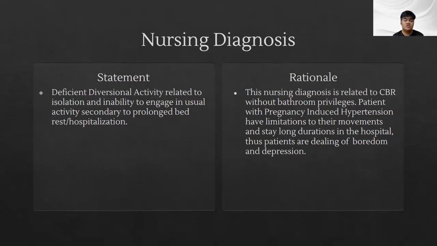So next, for the nursing diagnosis statement, the nursing diagnosis is deficient diversional activity related to isolation and inability to engage in usual activities secondary to prolonged bed rest or hospitalization. For the rationale, this nursing diagnosis is related to complete bed rest without bathroom privileges. Patients with pregnancy-induced hypertension have limitations to their movements and may stay long durations in the hospital. Thus, the patients are dealing with boredom and it can lead to depression.